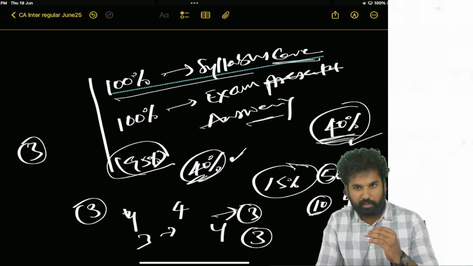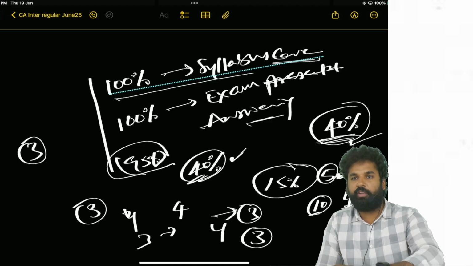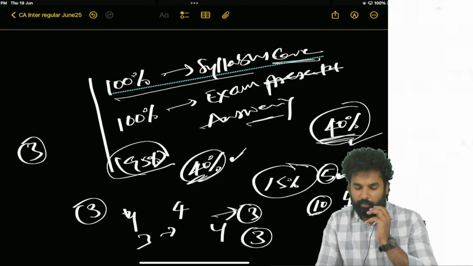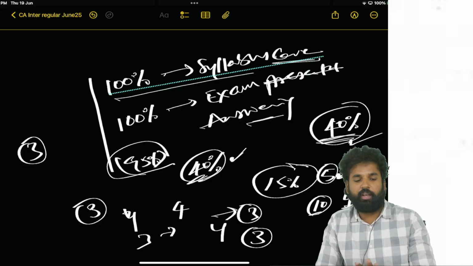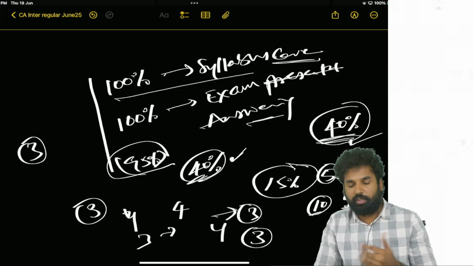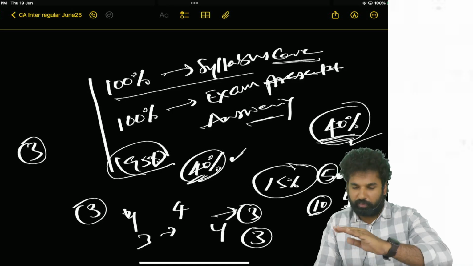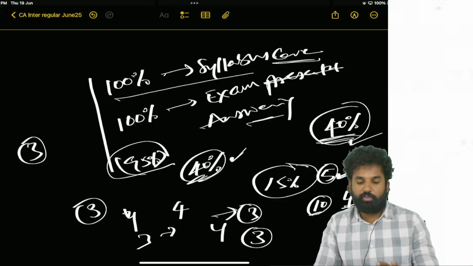If you pass CA Inter now, your life is secured. You have arrived at a minimum security level in your life, as a semi-qualified chartered accountant. So you have to secure your life by passing this CA Inter examination at any cost. After that, no doubt you will pass CA Final at any point of time. But if you just cross this step, your life is secured. So you have to concentrate more.